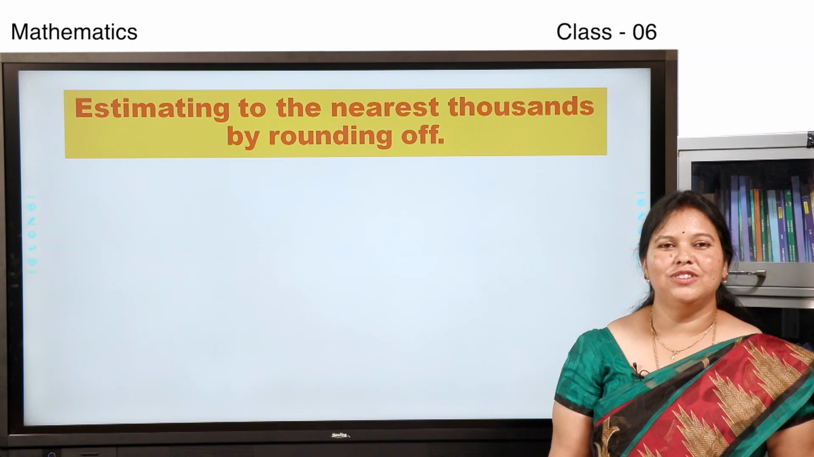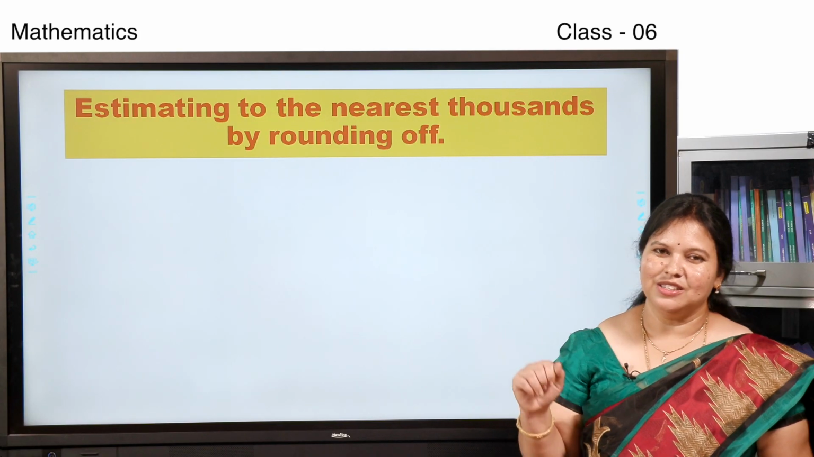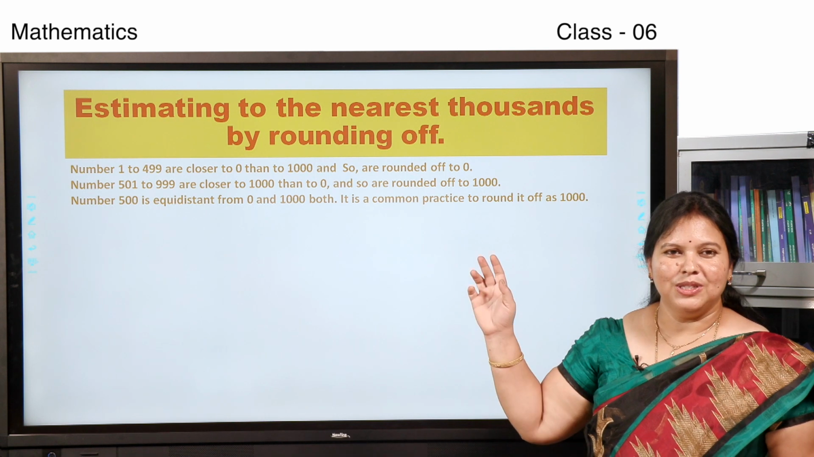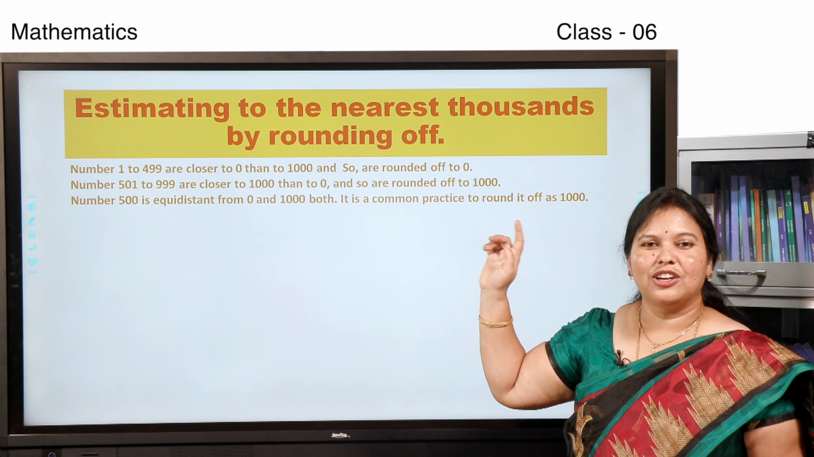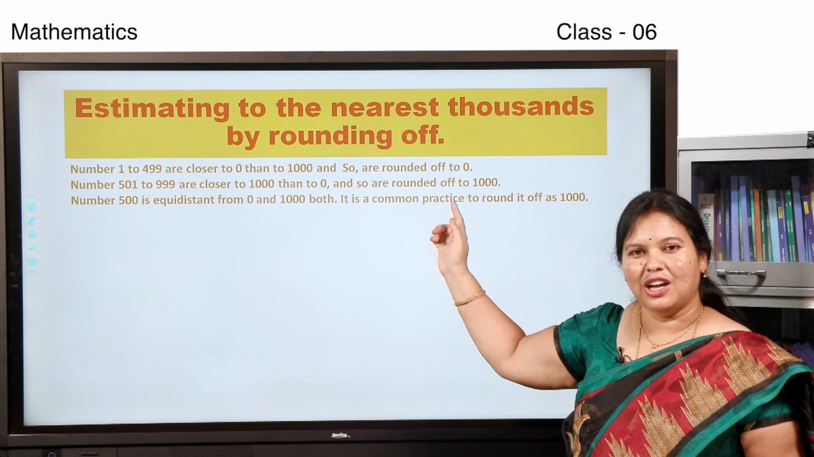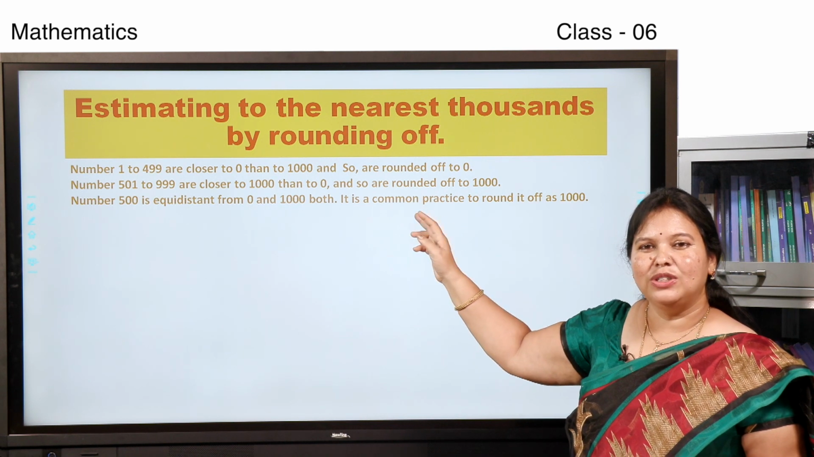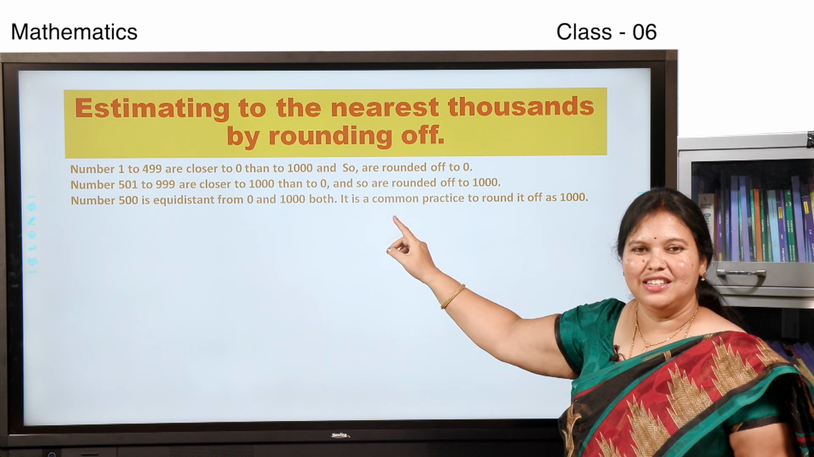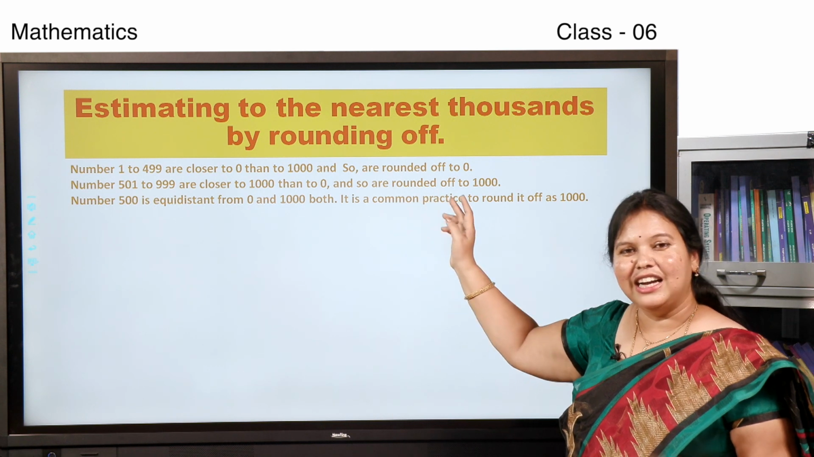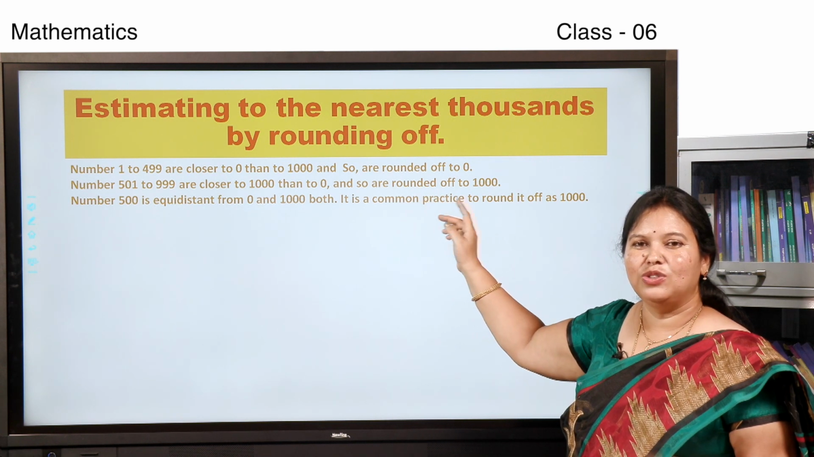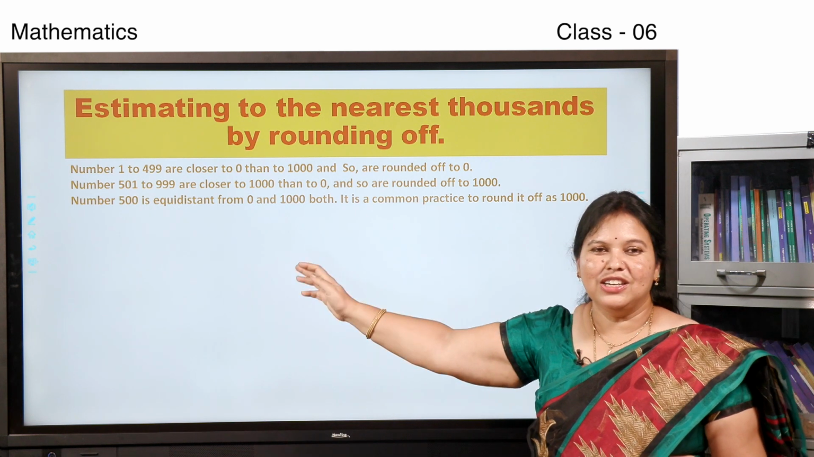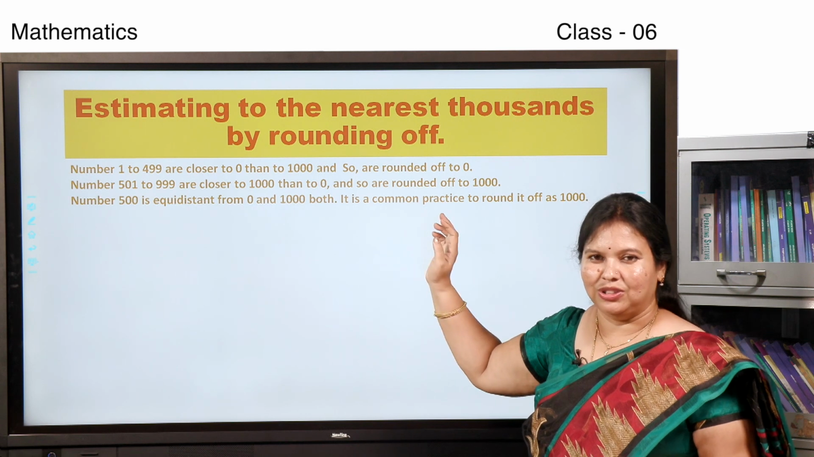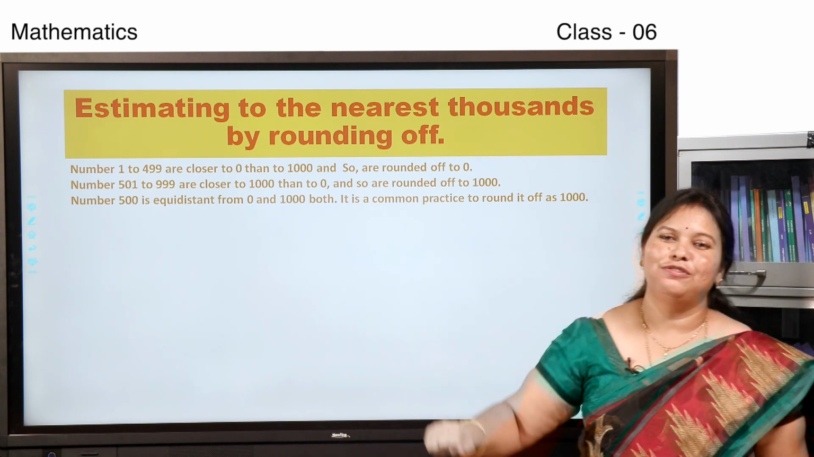Now, we will estimate to the nearest thousands by rounding off. Here also, numbers 1 to 499 are closer to 0 than to 1000 and so are rounded off to 0. Numbers 501 to 999 are closer to 1000 than to 0 and so are rounded off to 1000. Number 500 is equidistant from 0 and 1000 both. It is a common practice to round it off as 1000.